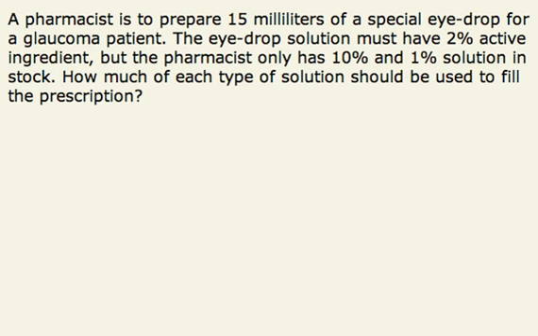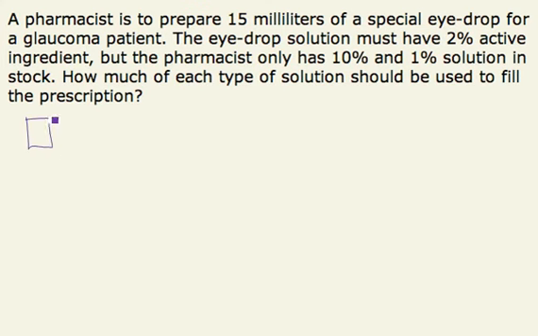A pharmacist is to prepare 15 milliliters of a special eye drop for a glaucoma patient. The eye drop solution must have 2% active ingredient, but the pharmacist only has 10% and 1% solution in stock. How much of each type of solution should be used to fill the prescription?